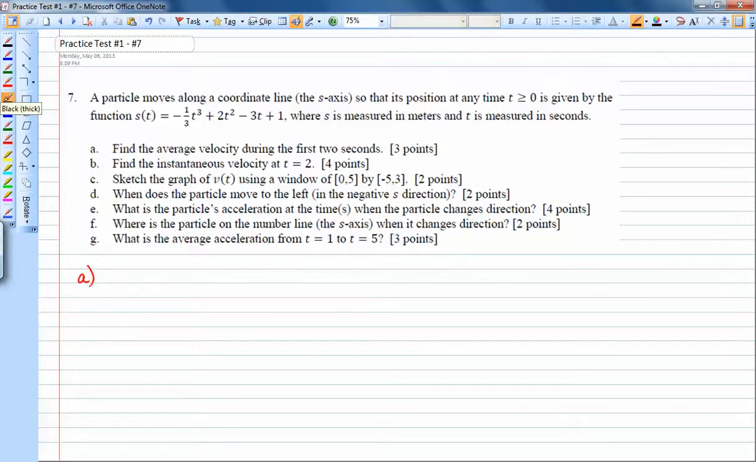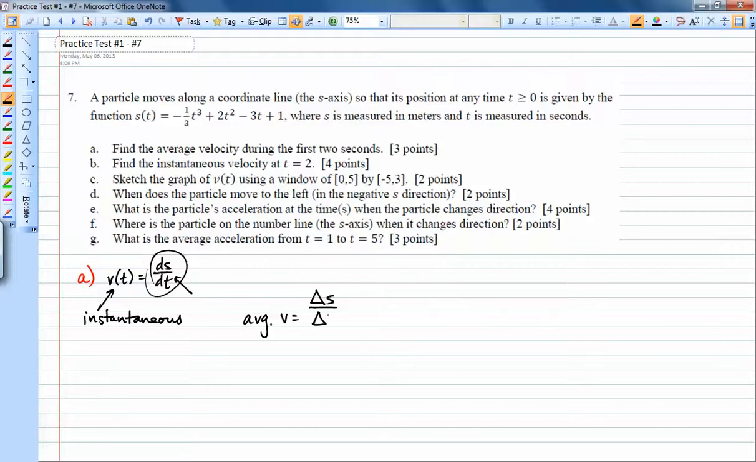So let's do that. Now, we know that instantaneous velocity is really the derivative of s with respect to t. So that's instantaneous velocity. If we want average velocity, instead of taking an instant derivative, which would be like the slope of a tangent line, what we want is the slope of the secant line. So that's delta s over delta t.